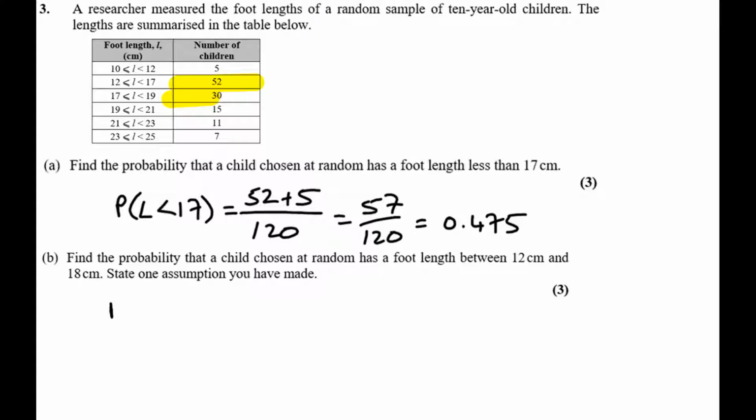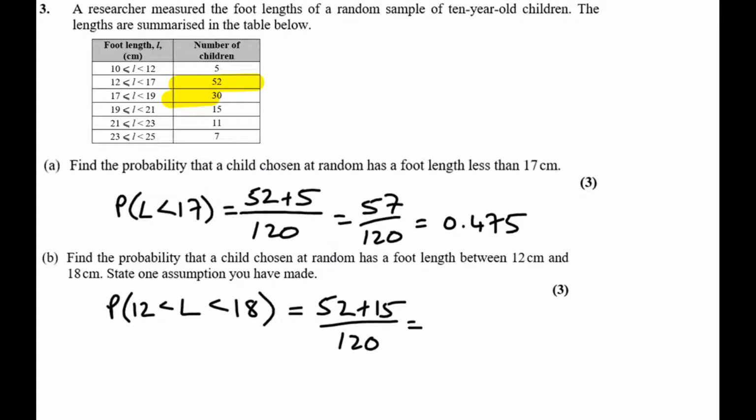All right, so once again, the probability that the foot length is in between 12 and 18 is going to equal 52 plus 15, all out of the 120. 67 over 120. I don't think that reduces. 67 is a prime number, and that'll be 0.5584 to 4 decimal places.